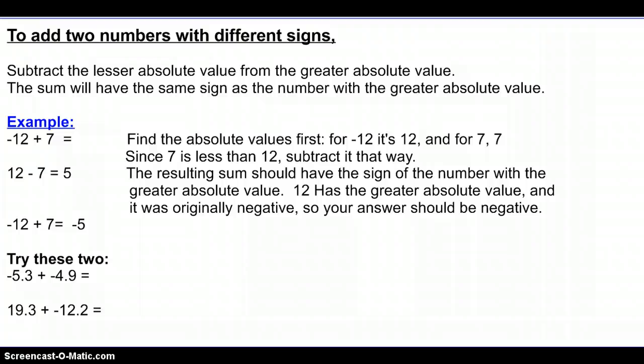You may have in the past done these on a number line. If you find this clearer, you can do it that way as well. You start at positive 19 and you go to the left 12.2. If you want to visualize it that way, that's actually what you're doing here.